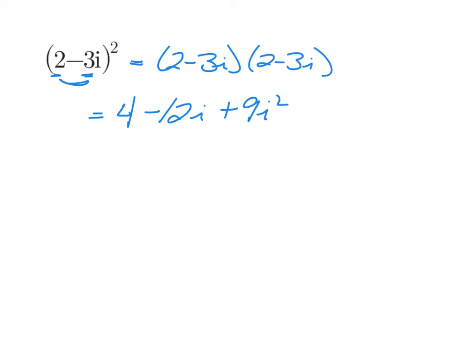When we go to combine the like terms, remember that this i squared is really going to turn into a negative 1, making this minus 9 instead of plus 9. So 4 minus 9 gives us negative 5, and we'll still have the minus 12i after that.